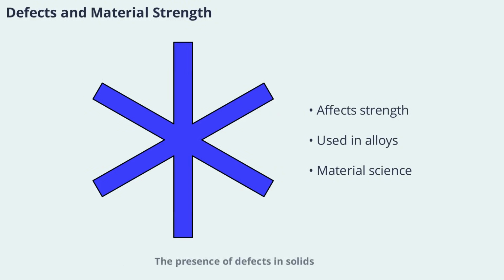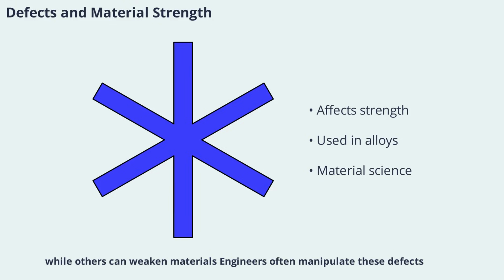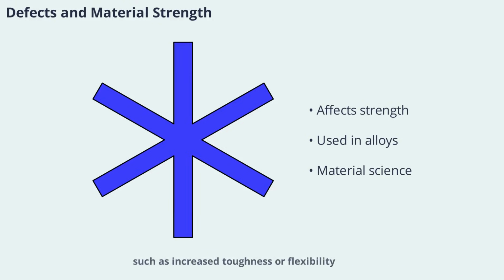The presence of defects in solids can greatly influence their strength and durability. For example, certain defects can make metals more malleable while others can weaken materials. Engineers often manipulate these defects to create alloys with specific properties such as increased toughness or flexibility. Understanding defects is key to material science and engineering.